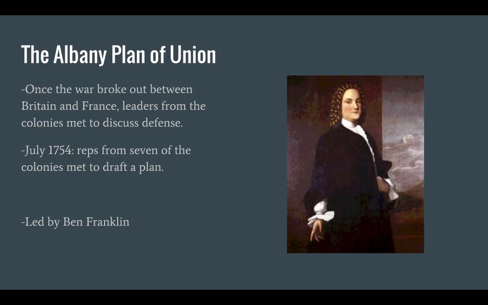They wanted to create a unified government for the 13 colonies. They wanted something more central. This was actually led by Benjamin Franklin. This is a picture of him when he was much younger. We don't really see pictures like this of him when we think of Ben Franklin.